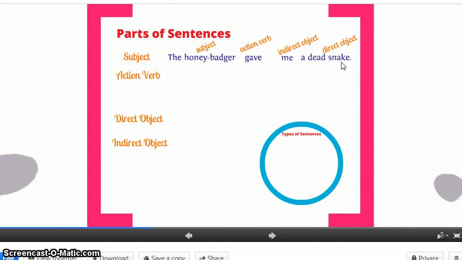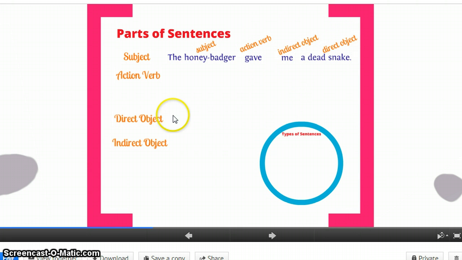This is like when we did the example in class where I had someone hit someone else. The person receiving the action was the person who was hit. So, you gave a dead snake. Indirect object is a little different. So, an indirect object can only happen if you already have a direct object, and it usually, almost always, comes in between the action verb and the direct object, just like this one.